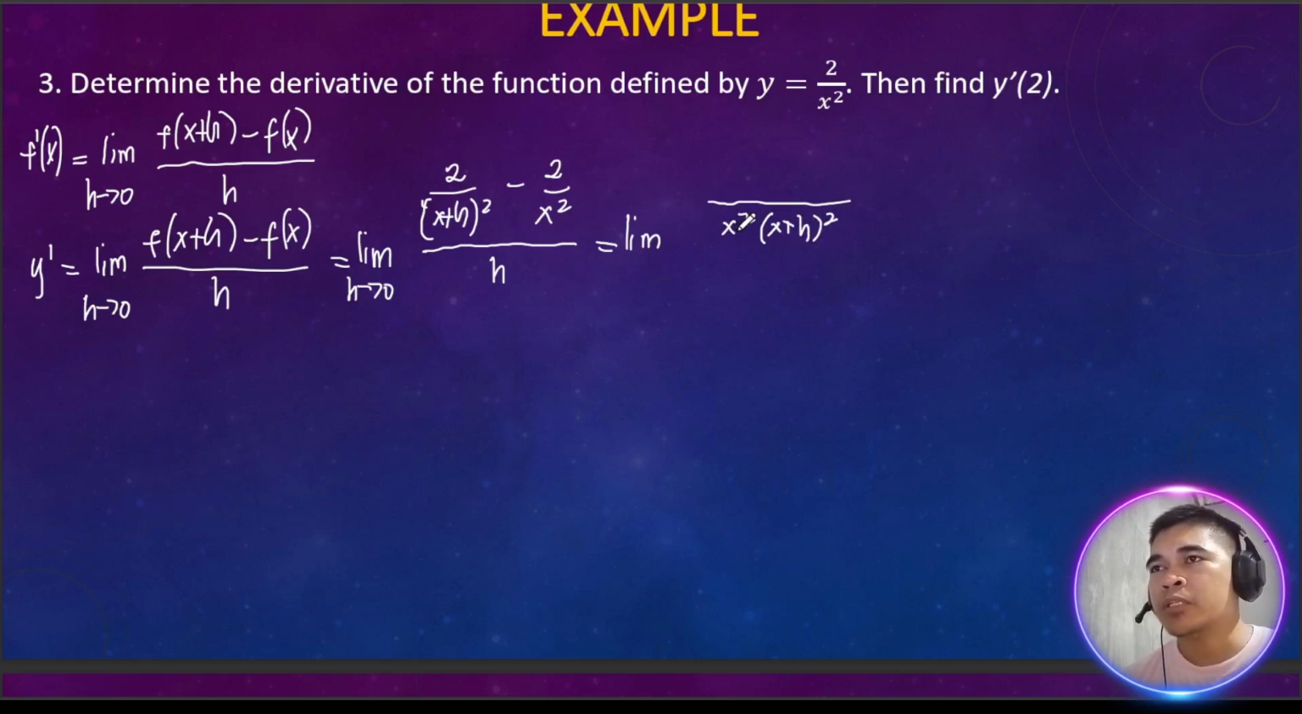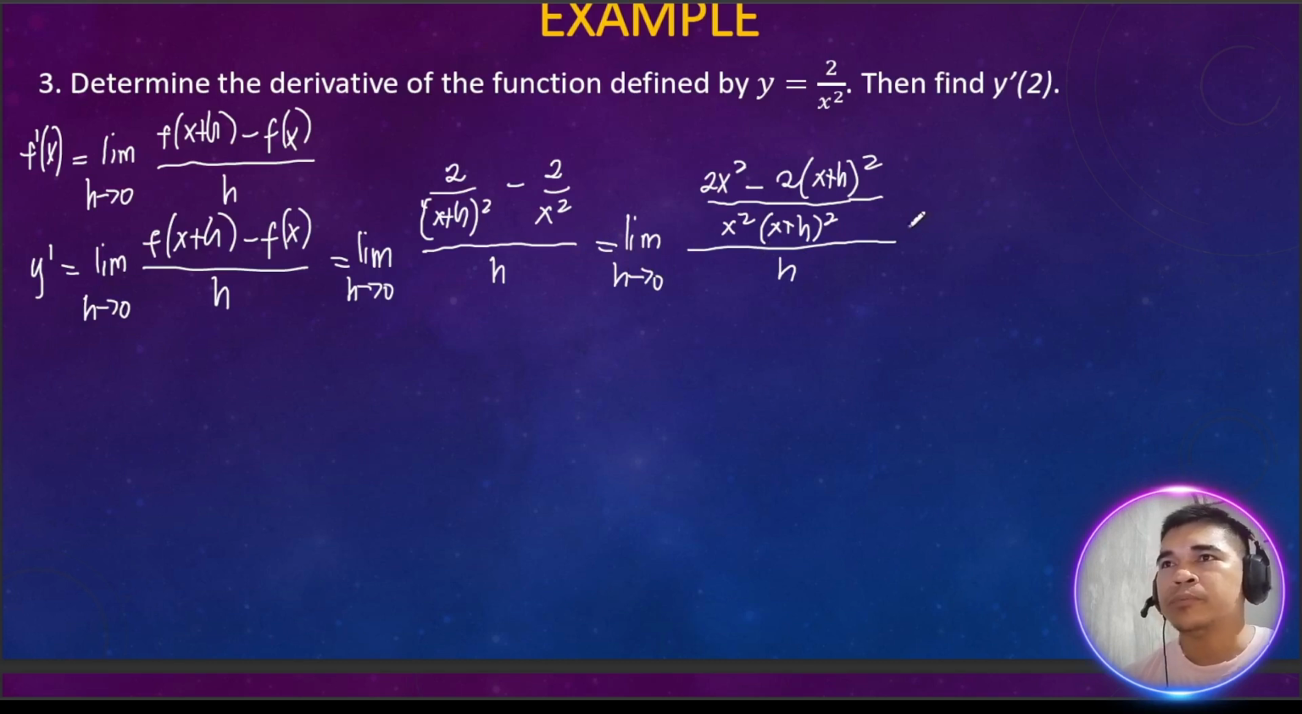So here x squared times the square of x plus h divided by the square of x plus h. The remaining is x squared times 2. So we have 2x squared. Next is minus x squared times the square of x plus h divided by x squared. The remaining is the square of x plus h times 2. So we got 2 times the square of x plus h all over h as h approaches 0.